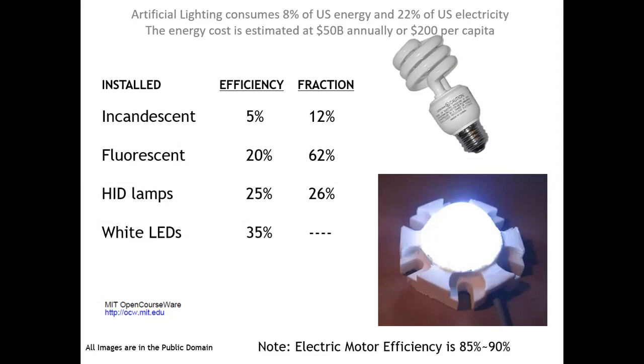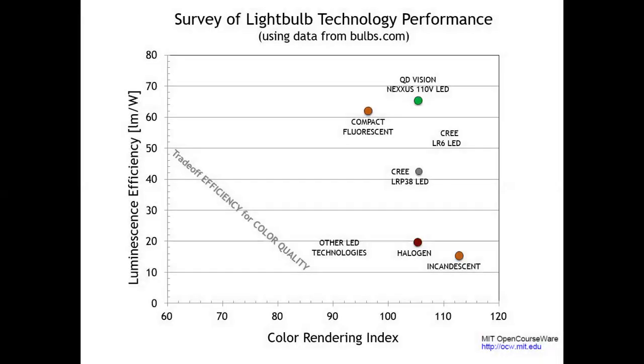Artificial light consumes about 8% of energy and 22% of the US electricity. The energy cost is estimated to be $50 billion annually, which is $200 per capita. If we do a survey of the light bulb technology performances, obviously the luminous efficiency is found best for LEDs.